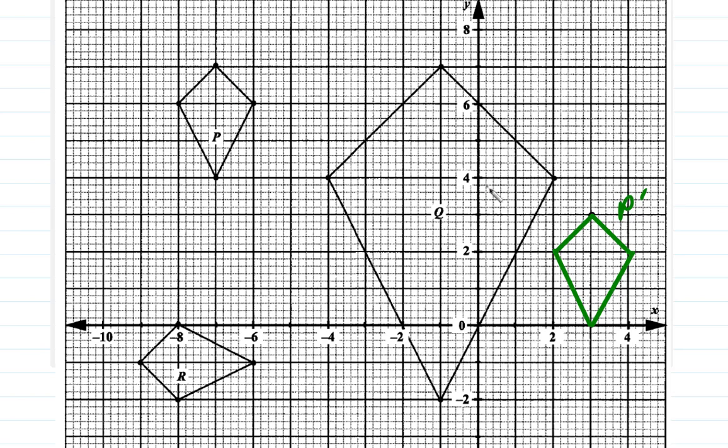It's staying in the same place. It doesn't rotate at all. It doesn't flip, so it's not a reflection. This one is larger than this. So Q is larger than P. So what we do, let's use some lines to try and find the center of enlargement. The corresponding points, we join them with straight lines and see where those straight lines end up.